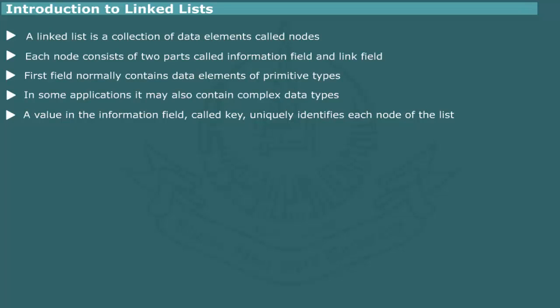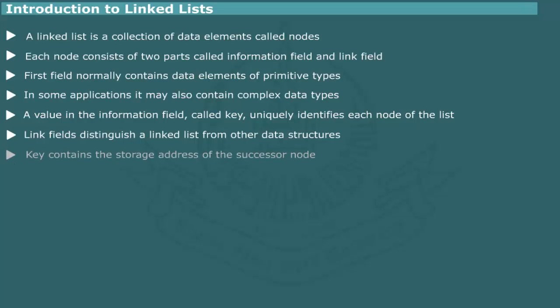In this case, however, one data item called key value uniquely identifies each node in the list. The link field distinguishes a linked list from other data structures such as an array. The link part in a node contains a pointer to the next data element in the list. Actually, it contains the storage address of the successor node.